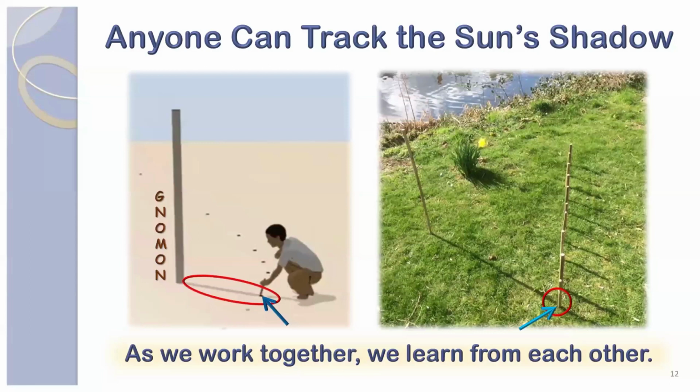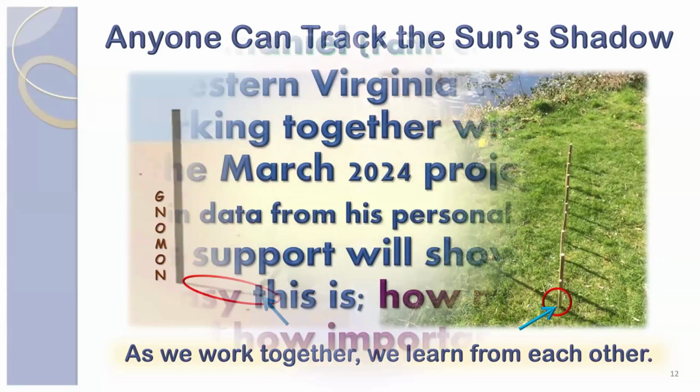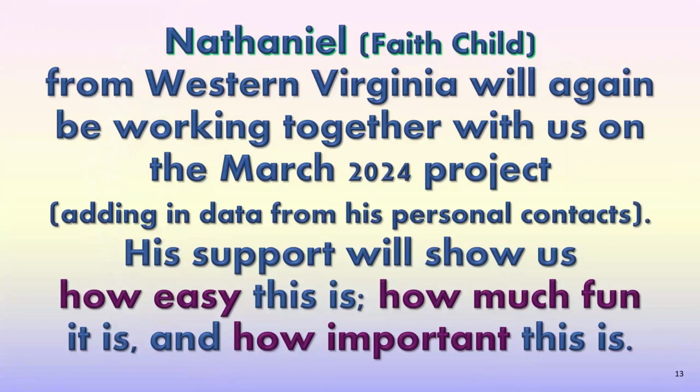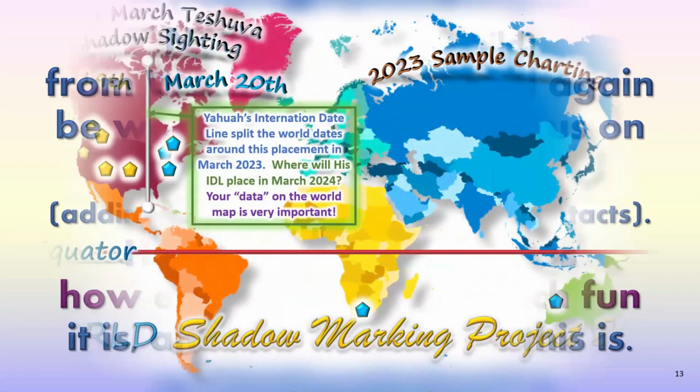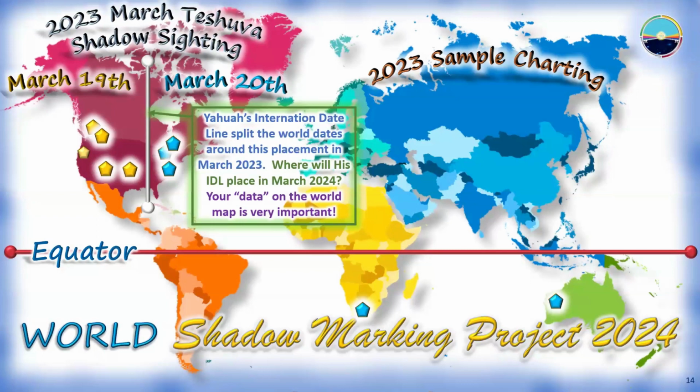And as we work together, we found out that we learn from each other. It's always fun to do teamwork. Well, Nathaniel, he also goes by Faithchild. He's from Western Virginia. He's going to be working together with us again on this March 2024 project. And he's going to add in data from his own personal context as well. We're all going to get together and combine it. But his support will show us how easy this is, how much fun it is, and how important it's going to be. So it's not a hard project, and it is lots of fun.